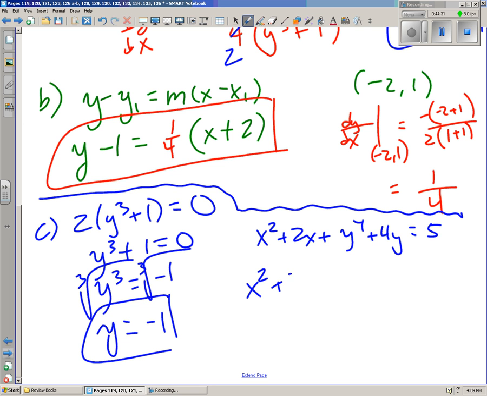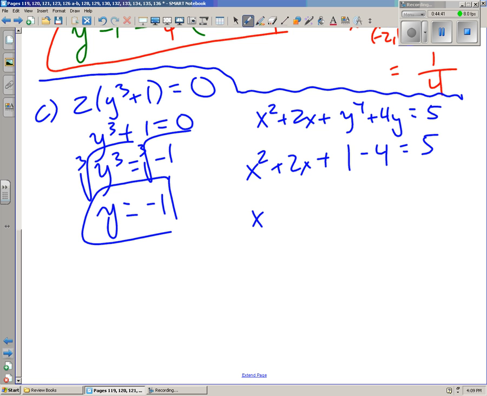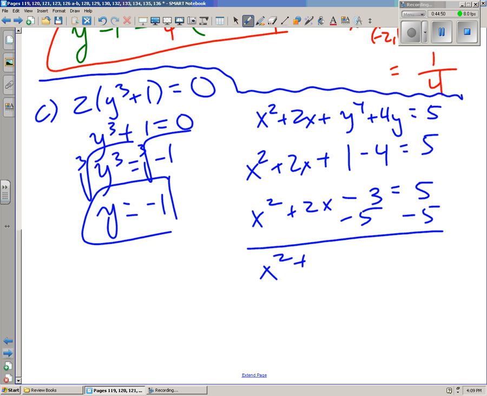So we get x squared plus 2x. y to the fourth, if y is negative 1, is just 1. 4 times negative 1 is negative 4. Hope we can do that in our heads. So we get x squared plus 2x minus 3 equals 5. This is a quadratic, so move all the terms to one side. We get x squared plus 2x minus 8 is equal to 0.